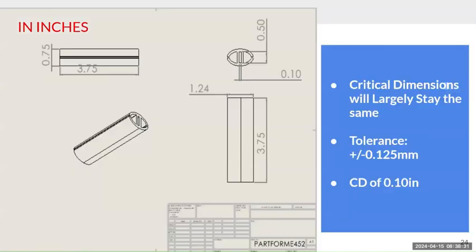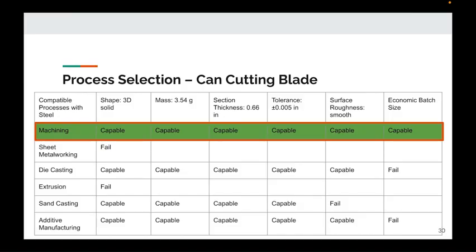Next, we just have some critical dimensions. What you'll notice is the critical dimensions largely stay the same after the changes.